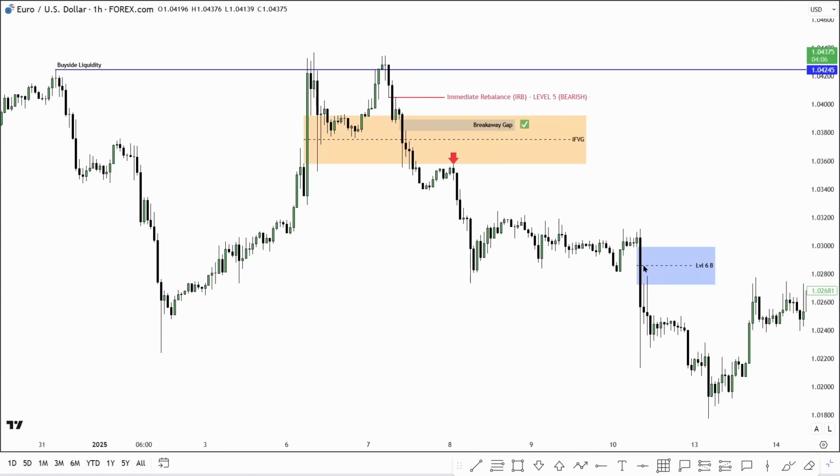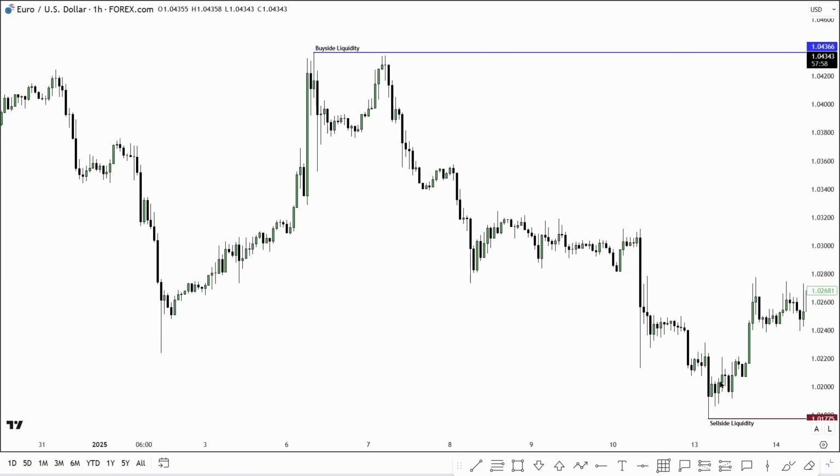This is a level 6 bearish gap, because the next candle, we don't even trade to consequent encroachment. And then you can see the subsequent move that followed afterwards. Also note, from this candle's high to this candle's low, we see price travel back into a premium. And then we see price sell off. Now we have a new dealing range.